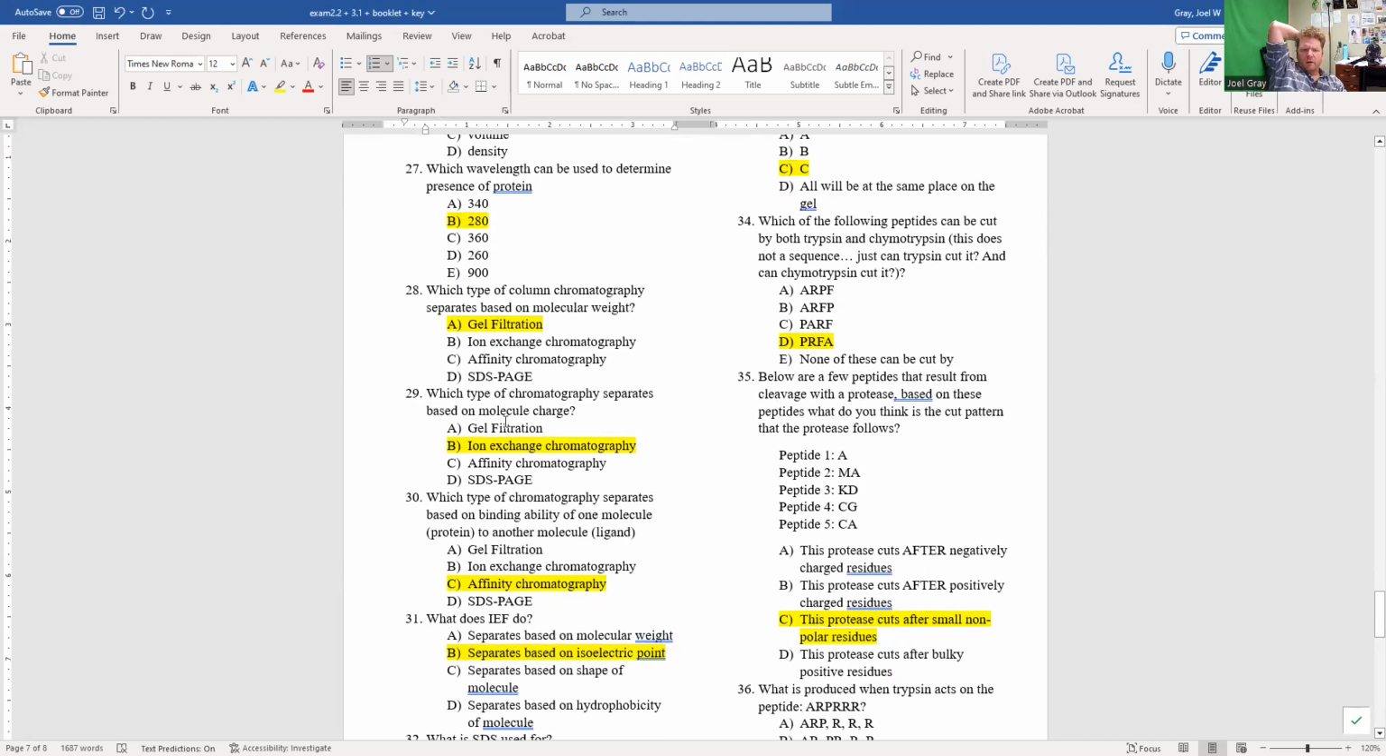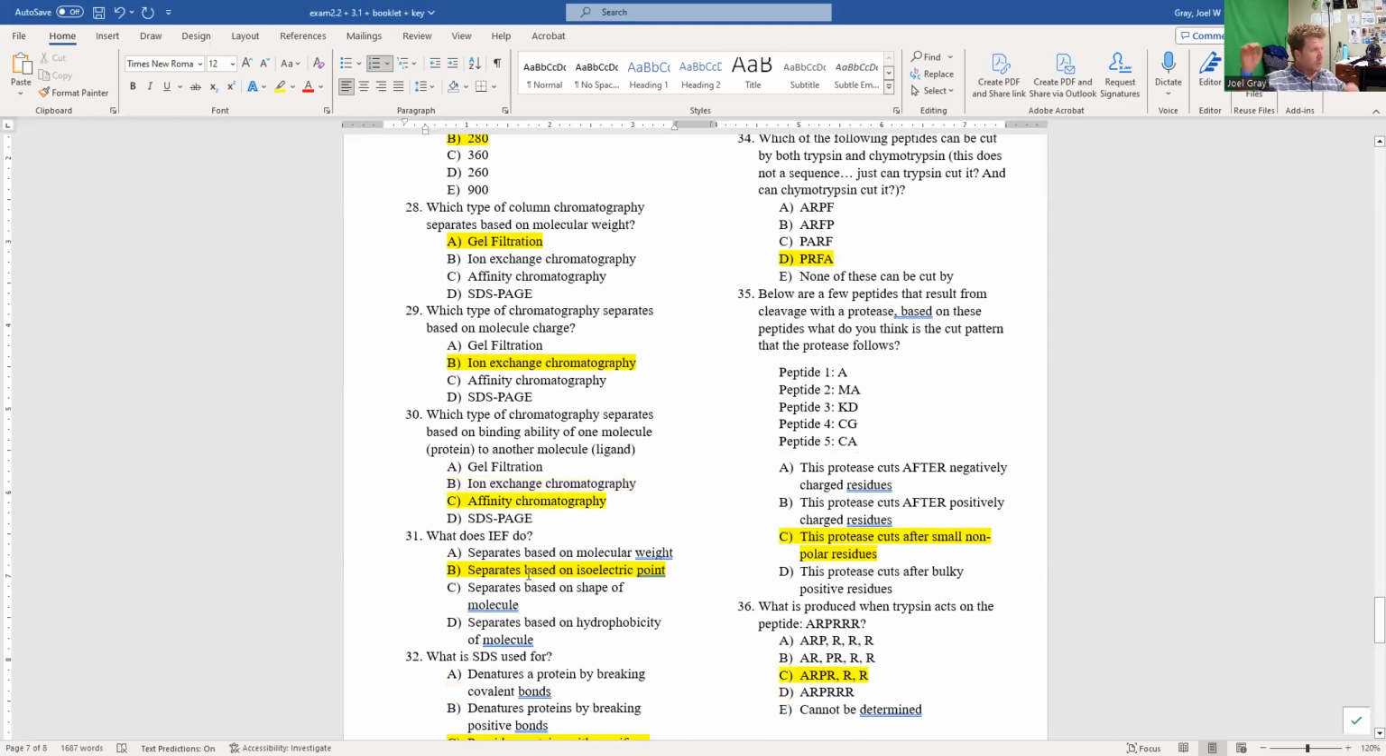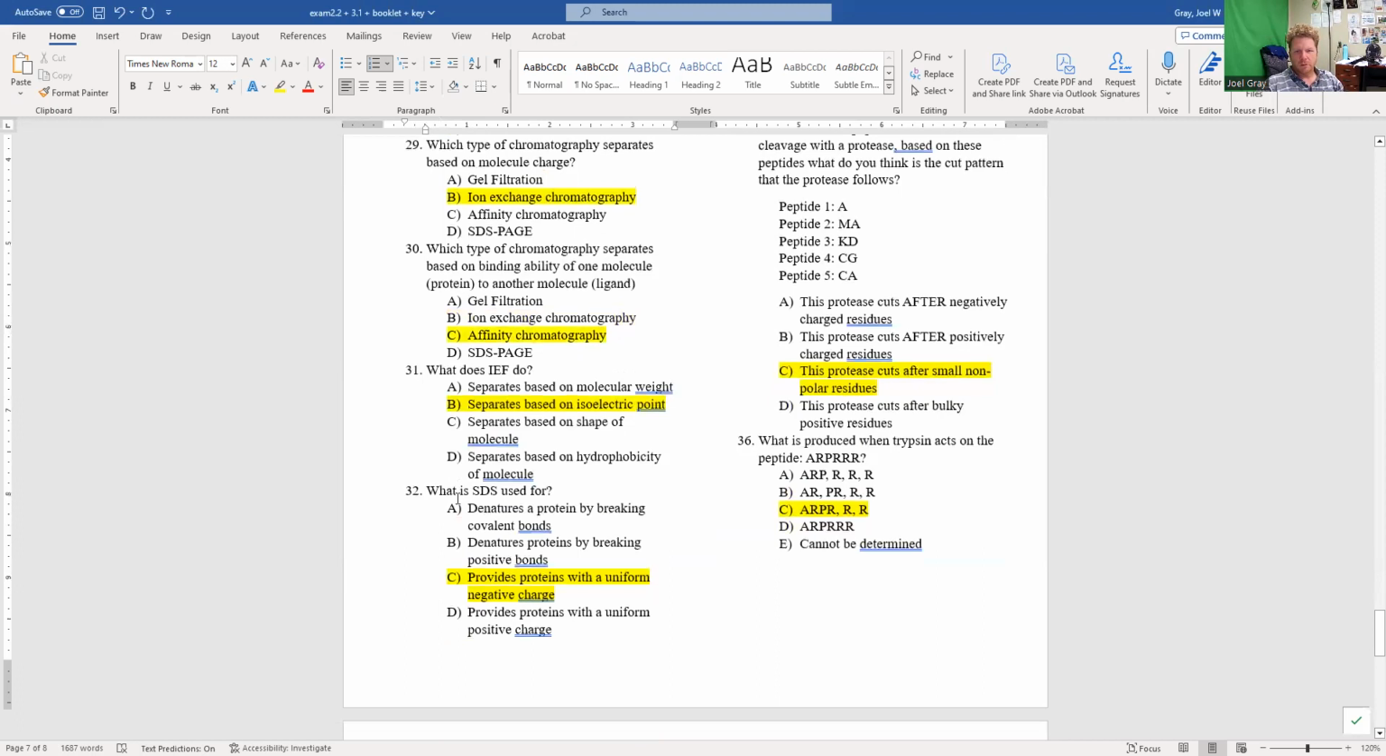Number 30. Which type of chromatography separates based on binding ability of one molecule, a protein, to another molecule, like a ligand? Affinity chromatography. We have the attraction between these two things that draw them together, and it is not exclusively charge-based. What does IEF do? IEF, or isoelectric focusing, separates based on isoelectric point. B is the correct answer.